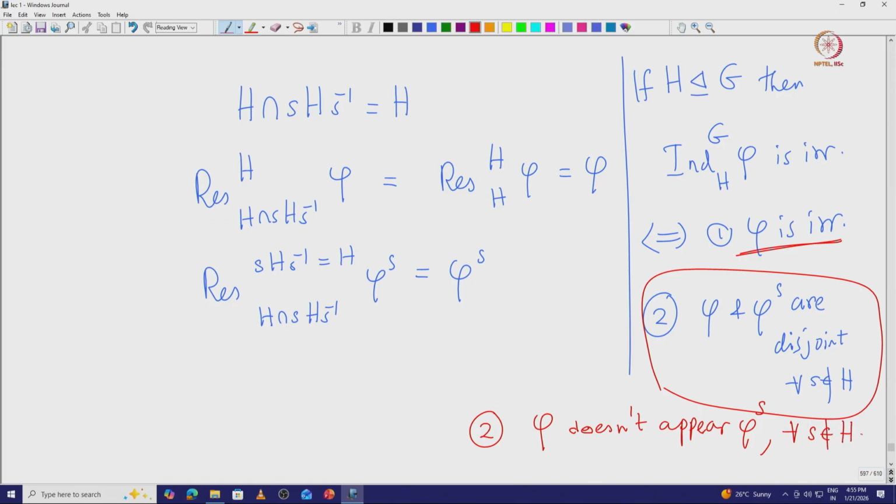Okay. So, when H is normal, these two conditions, phi being irreducible and phi and phi S being disjoint, or phi not appearing in phi S, actually characterize this induction being irreducible. Okay. So, this completes the proof of Mackey's irreducibility criterion. This is the important result that I wanted to cover in this section.